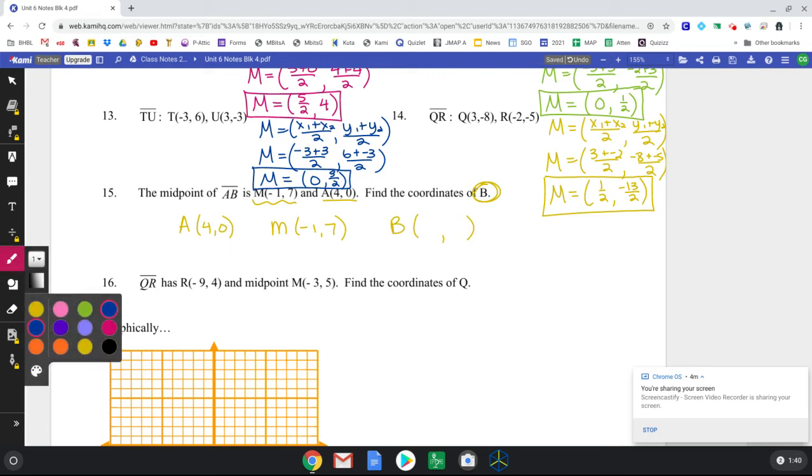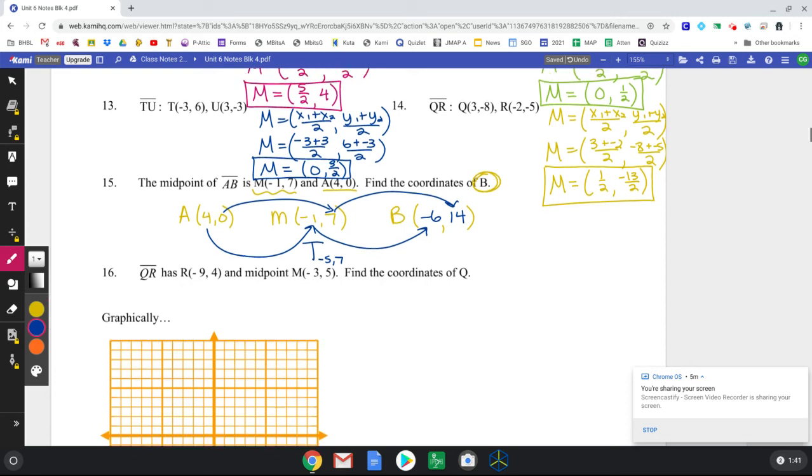So I can think about translations, and I can think about how did I get from 4 to -1? How did I get from 0 to 7? Well, to get from 4 to -1, I had to go down 5, so -5. To get from 0 to 7, I had to add 7. So now I apply that same exact translation to get to B. So if I have -1 and I want to subtract 5 more, I'm now at -6. If I'm at 7 and I want to add 7 more, I'm now at 14. So my new point is going to be -6, 14.